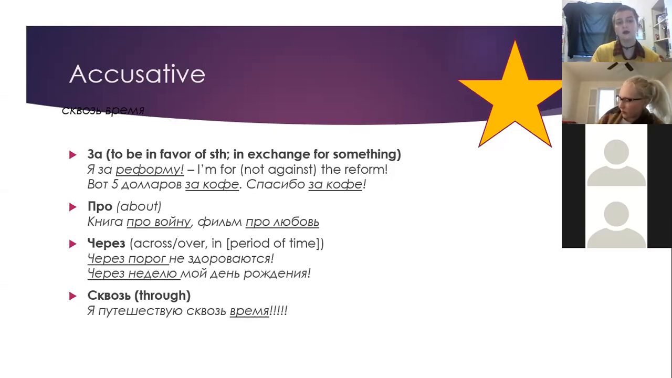And two more prepositions that use accusative are через, which is across, like across the street maybe, over something, or in, like in 5 minutes, in 2 days, you have to hand in the paper. So here are some examples. Через порог не здороваются. It's a Russian superstition that you cannot greet people across the doorstep. Через порог. Через дорогу от русского дома, across the street.